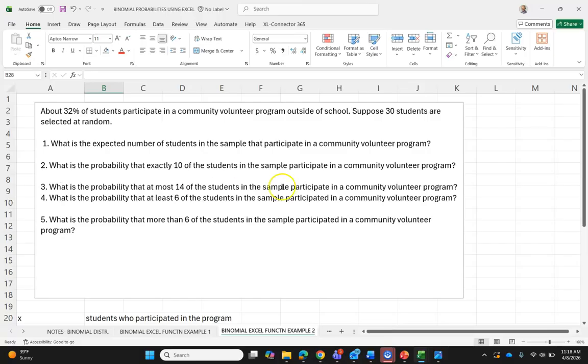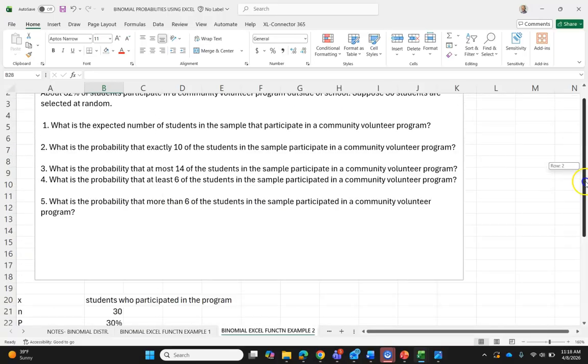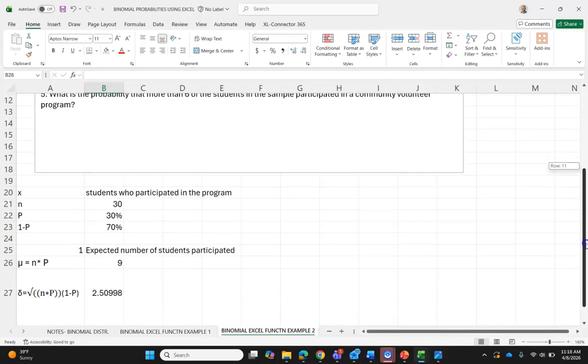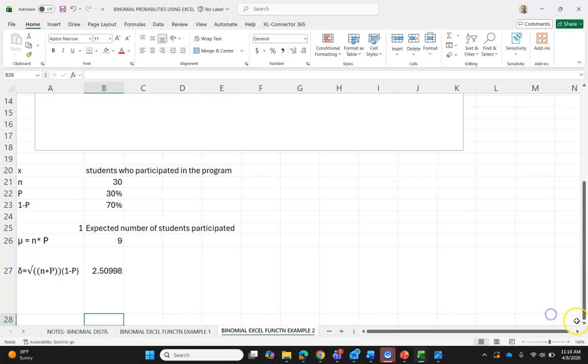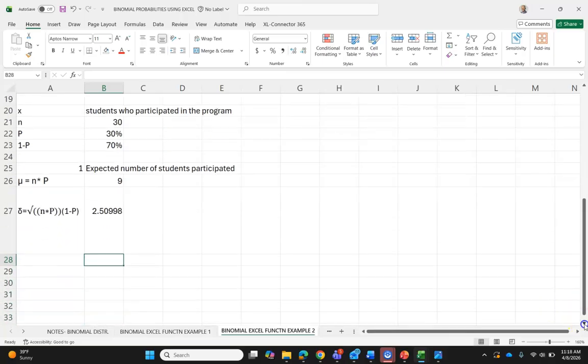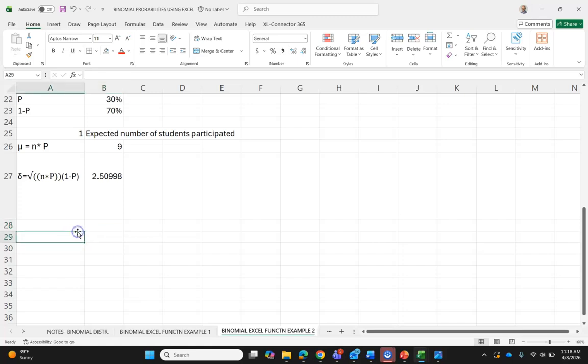Next, we can look at the second question, which says, what is the probability that exactly 10 of the students in the sample participated in the program? So we are looking at the probability of exactly 10. Remember how to write probability of exact. It can be written as probability of x such that x equals 10. And that satisfies the requirements of the binomial Excel function.